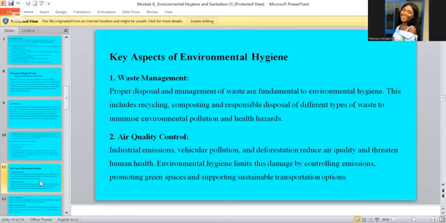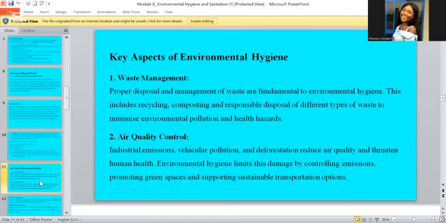Now, what are the key aspects of environmental hygiene? We have number one, waste management. Proper disposal and management of waste are fundamental to environmental hygiene. This includes recycling, composting, and responsible disposal of different types of waste to minimize environmental pollution and health hazards. Industrial emissions, okay, this is under air quality control. Industrial emissions, vehicular pollution, and deforestation reduce air quality and threaten human health.